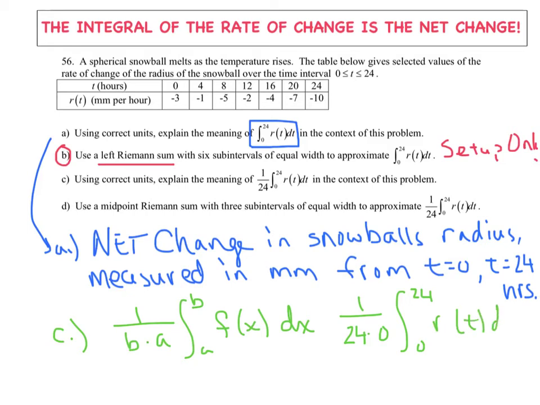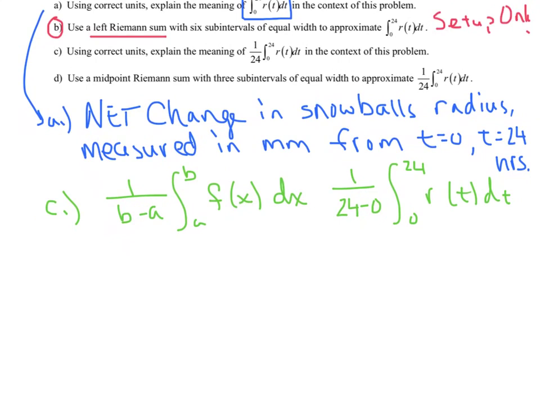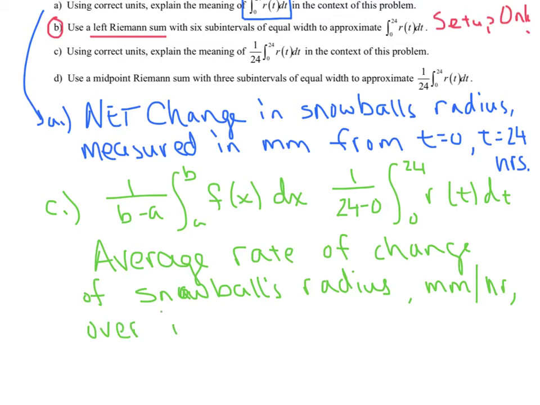So what we're doing is finding the average rate in millimeters per hour that the length of the radius is changing. Now this one can be a little confusing, so I'm going to spend a little bit of time right here. But let's first of all get it written out. It is the average rate of change of the snowball's radius. And that's measured in what? Measured in millimeters per hour, over the interval t equals 0 until t equals 24 hours.